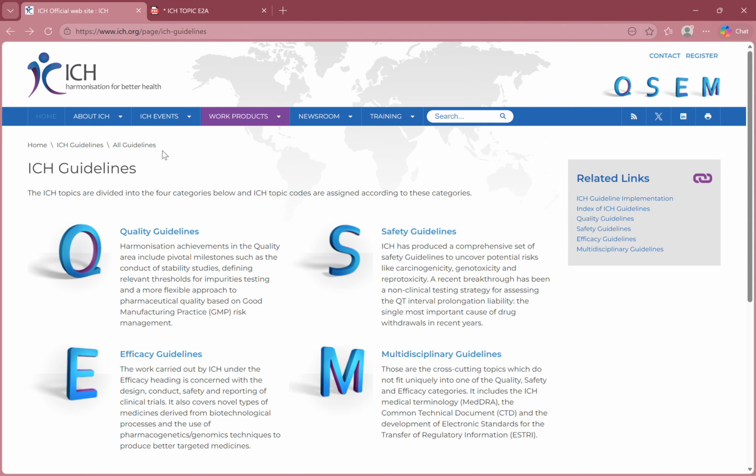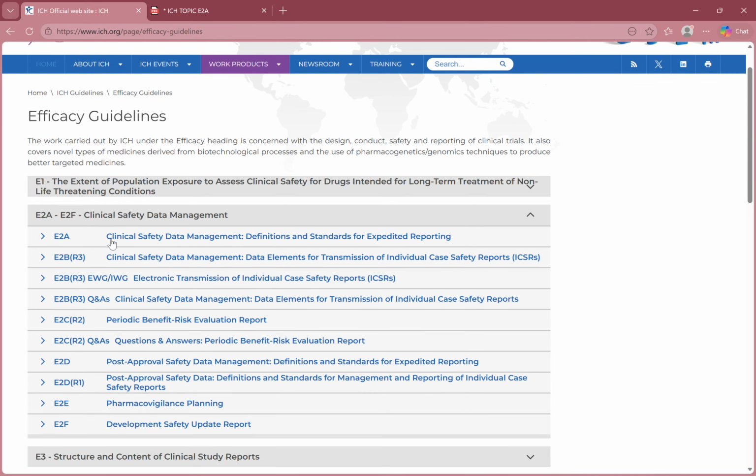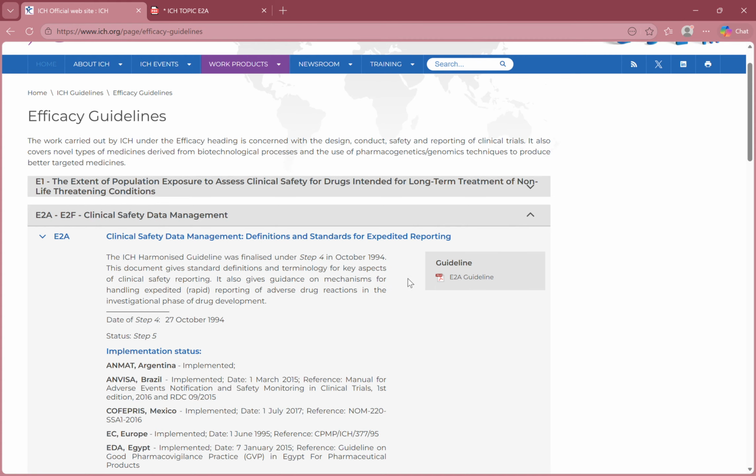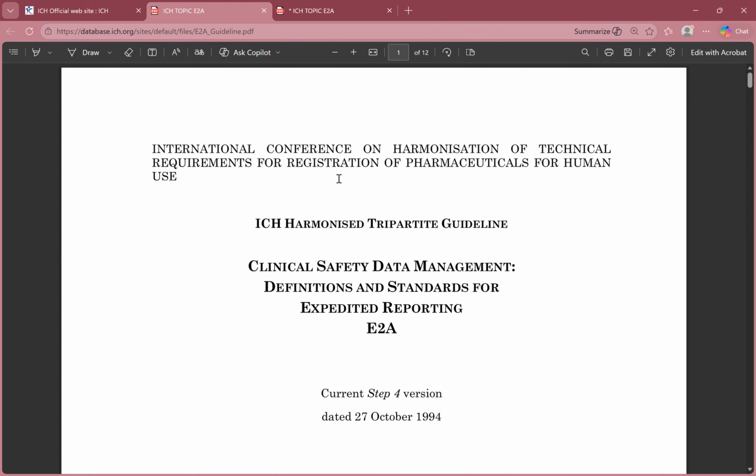Before we head on to ICH E2A guidelines, let's explore from where we can get into it. So this is the ICH.org website, and you can go to the efficacy guidelines. Under this, there is this section E2A to E2F, which is clinical safety data management, and we are going to discuss E2A guidelines, clinical safety data management, definitions and standards for expedited reporting. Once you click on it, you get this guideline as a PDF here, and you can easily download it from here and read it and learn it.